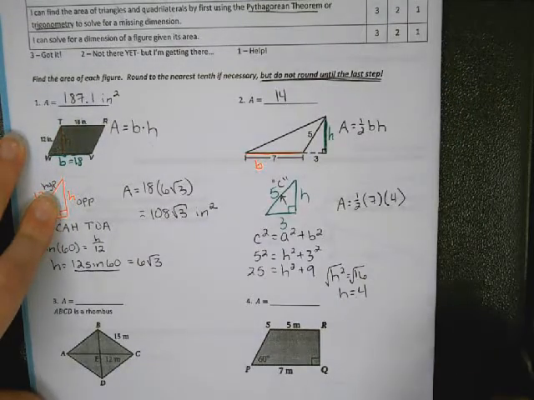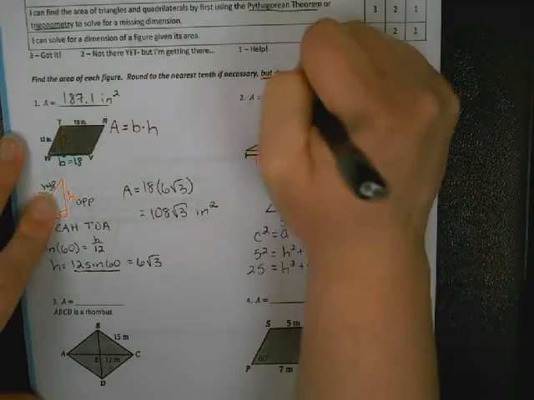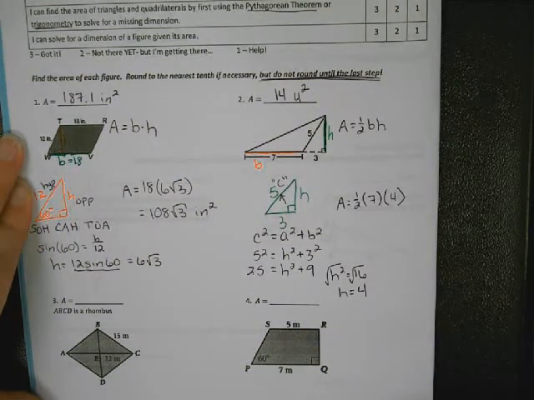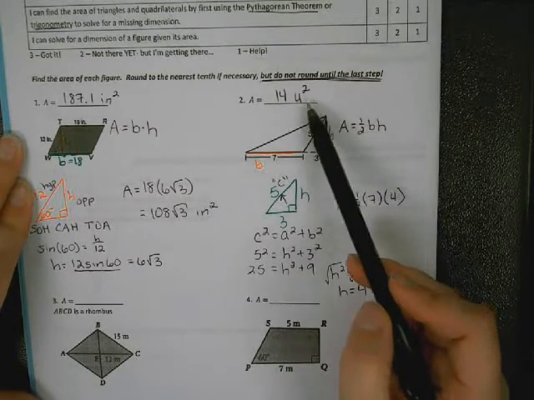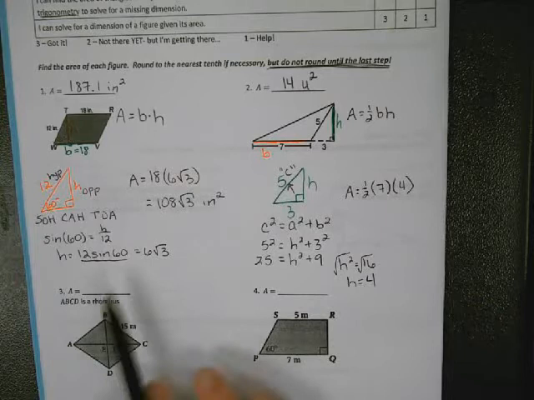Now on this figure, there were no units drawn in there for you. However, I do want you, if there are no units, to just put u squared for units squared so that I can see you recognize that anytime we find an area, the units become squared. Okay? That is one example of each.